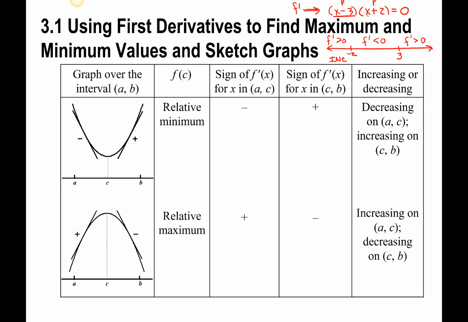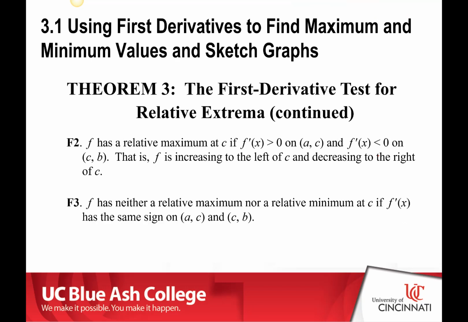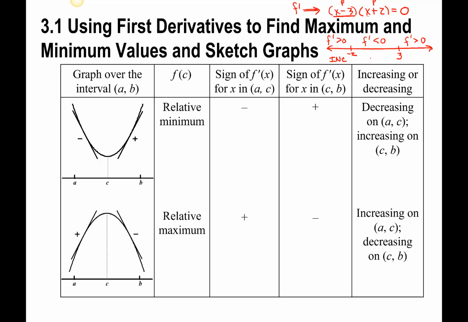So on this interval, the function is increasing. Between negative 2 and positive 3, the slope is negative. If the slope's negative, the function is decreasing. Then on the rightmost interval, from 3 to infinity, the function always has a positive slope, which means the function is always increasing.